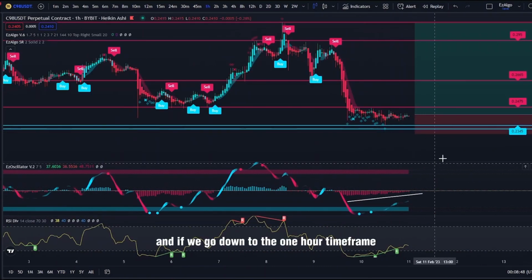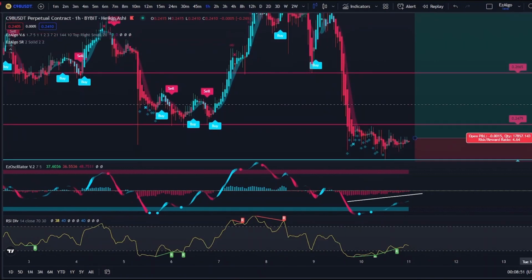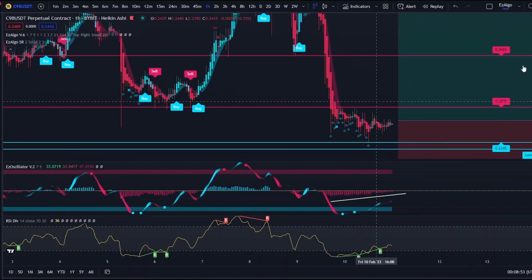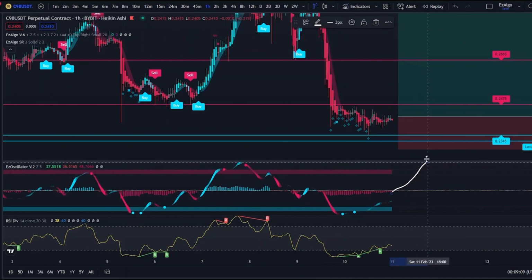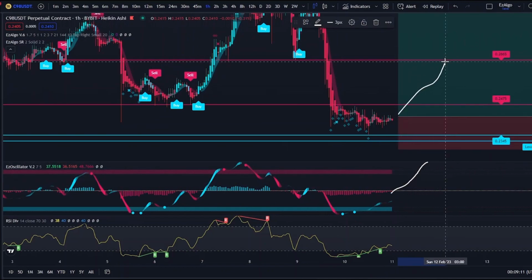And if we go down to the 1-hour time frame, you can see this a lot better, right? We have those reversal signals there on EzAlgo. And look at the oscillator. The momentum is diverging hard, and we almost have that volume flip. As soon as this volume flips from red to blue, that would be my final confirmation that price is going to continue to go up, maybe to this resistance level and hopefully higher.